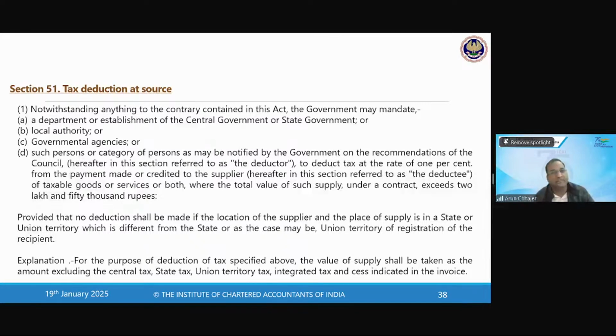You have the circular 172. Circular 172 has 6-7 questions, but all these questions are not related to one chapter. Some part is related to 17 subsection 5 clause B. Some part is related to deemed export. Some part is related to payment of tax. So what is the advantage? The board of studies has put the relevant part in the respective chapter only.